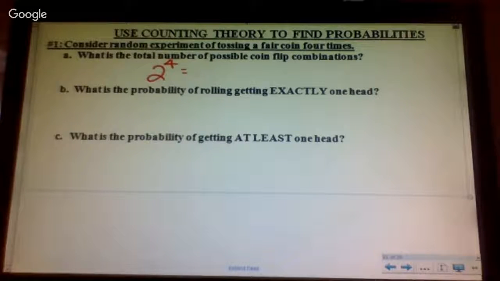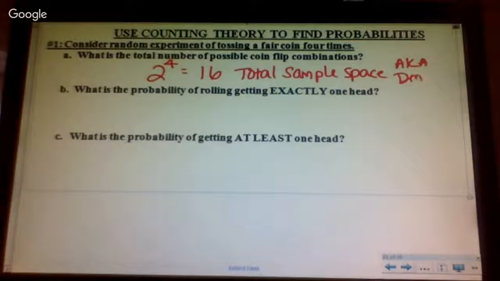Okay, so this gives me what? 16. This is your total sample space, AKA your denominator, for everything as we go. Okay, you always have a total of 16 choices.